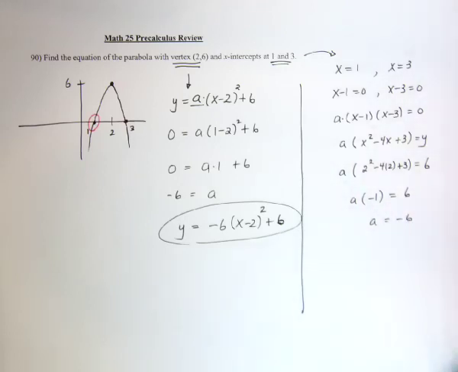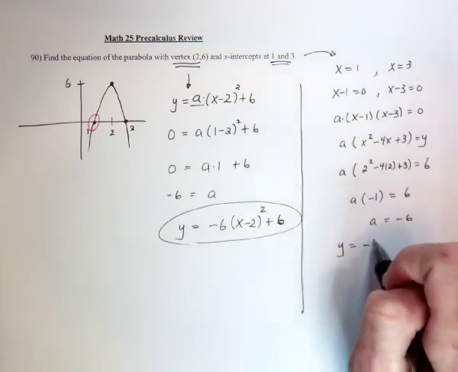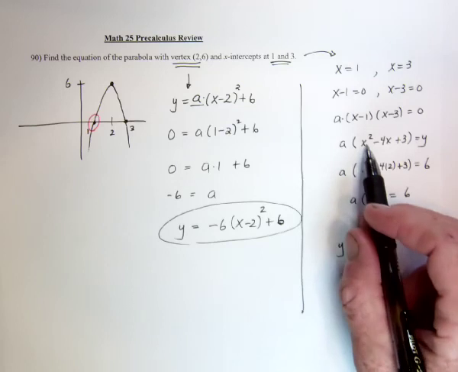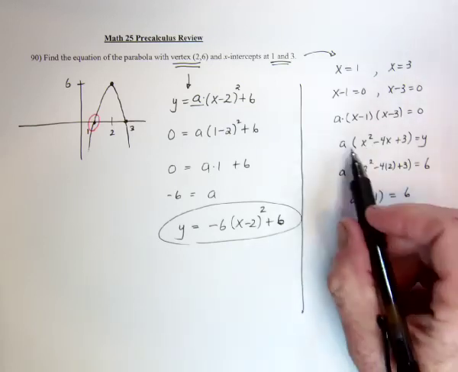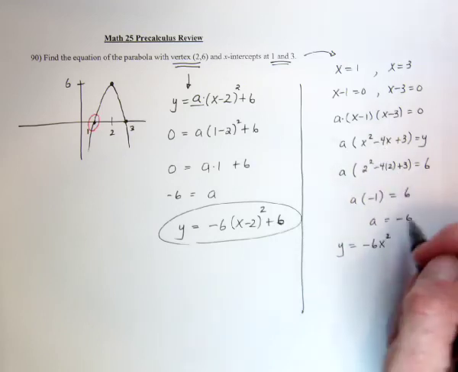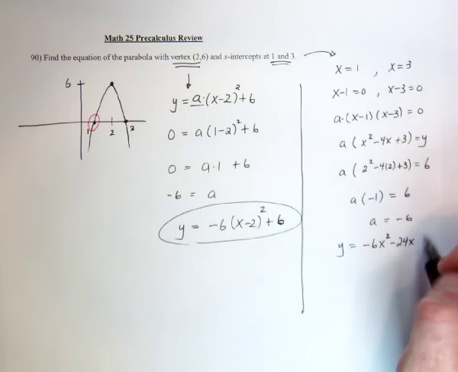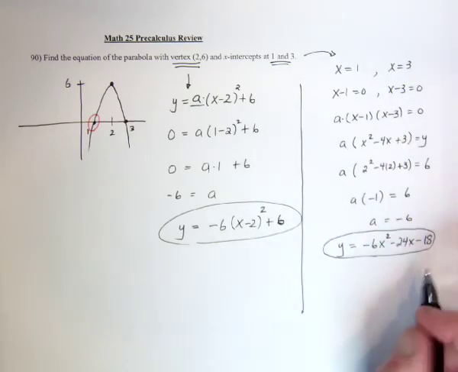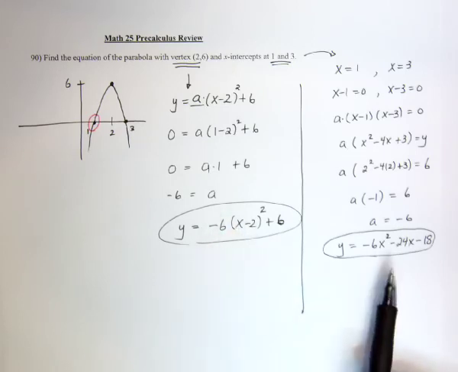Voila. So you just put that back over here. y is negative 6 times the factored form. And then I would even multiply it out. So negative 6 times x squared, negative 6 times negative 4x is negative 24x, and negative 6 times 3 is negative 18. It's a different form, but it is going to be the same thing. If you were to multiply this out, you would have this.